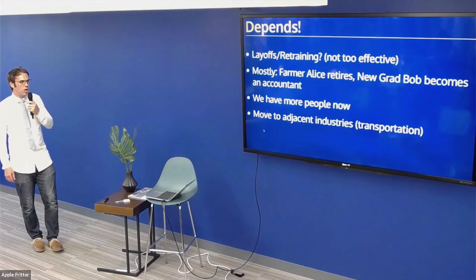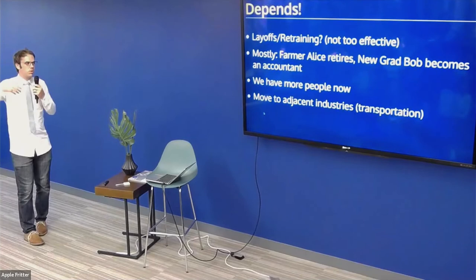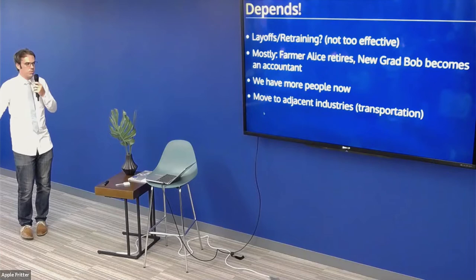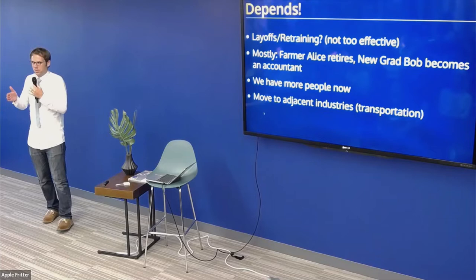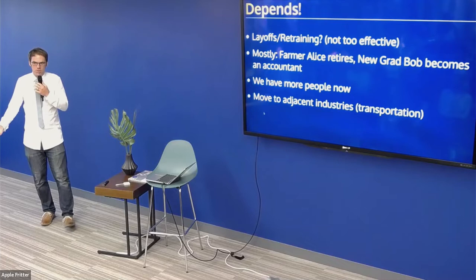But there are other ways that sectoral shifts happen. If a farmer grows old and retires, someone enters the workforce, but in a different industry. That's one way that economies can shift over time. Another way is we have more people now. So maybe the number of farmers is the same in 1800 as it is now, but because we have so many more people in the country and the planet, all of the new people are doing other things.